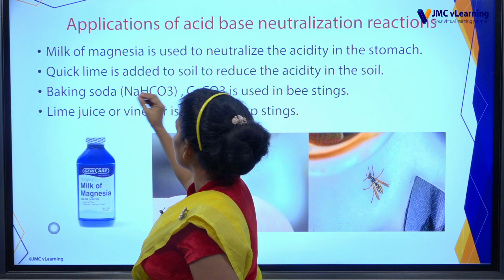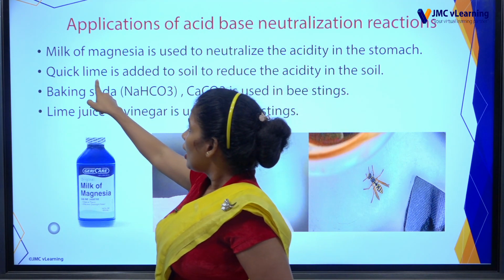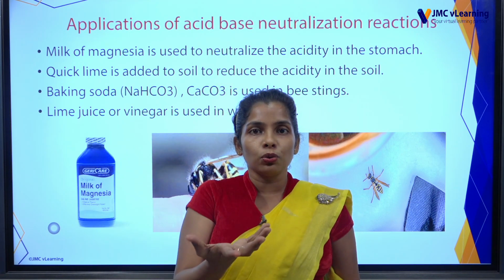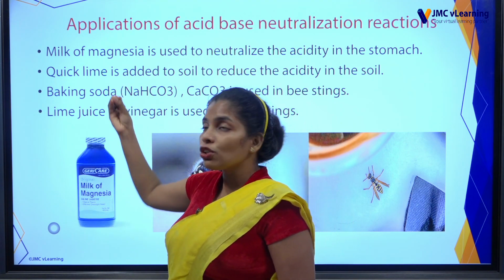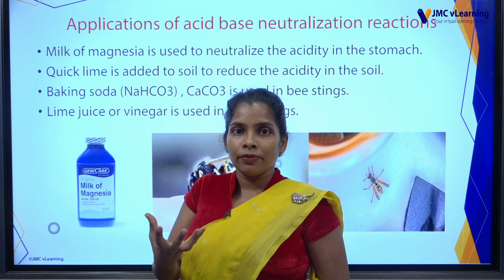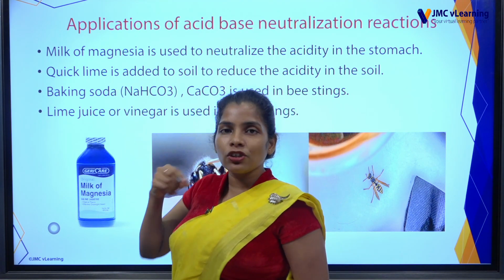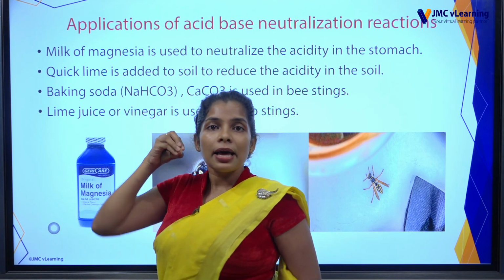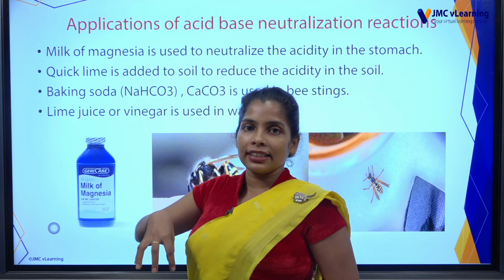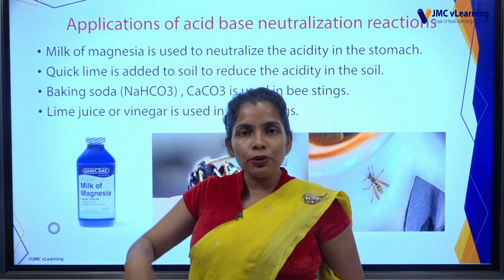Second one, quicklime is added to soil to reduce the acidity in the soil. Here you should think of lime, not lime juice. This is ash or something like that, right? That one, quicklime, is a basic medium, not lime juice. Remember that. Students always confuse this word, that's why I am highlighting it. This lime is basic, not acidic. Quicklime is added to soil to reduce the acidity. When the soil is acidic, we can use quicklime.